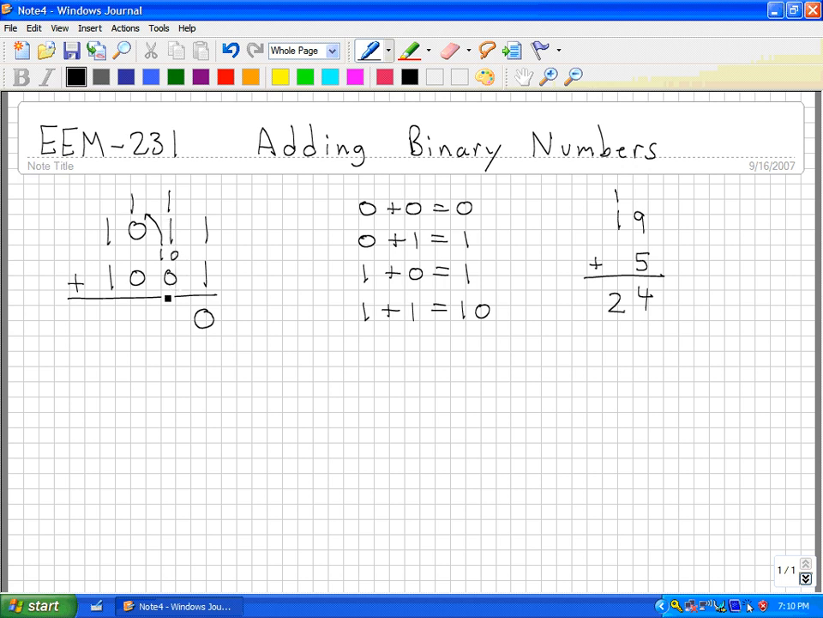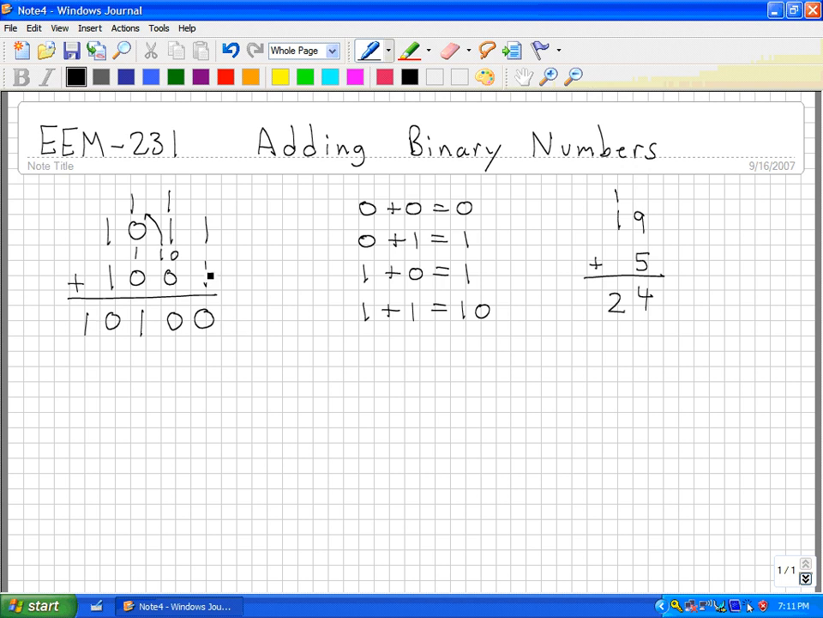0 plus 0 is 0. Then I go to the next column. 1 plus 0 is 1. 1 plus 0 is 1. And then we go to the next column. 1 plus 1 is 1, 0. Since there's no more numbers to add, then I just bring the 1 down.